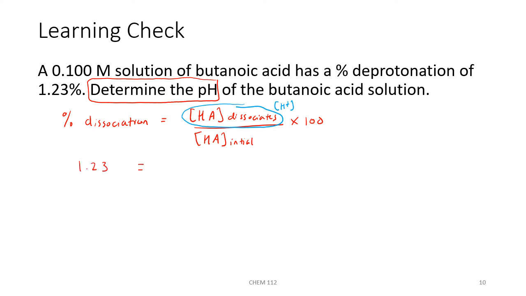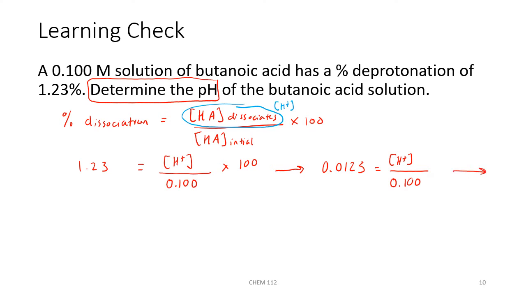So our percent dissociation is 1.23%, and that's going to be equal to our hydrogen ion concentration over our initial concentration, which we were told was 0.1 molar, times 100. So if we divide both sides by 100, we're going to get 0.0123 is equal to our hydrogen ion concentration over our initial concentration, 0.1. So we'll multiply by 0.1 to get that out of the denominator, and that'll give us our hydrogen ion concentration of 0.00123.